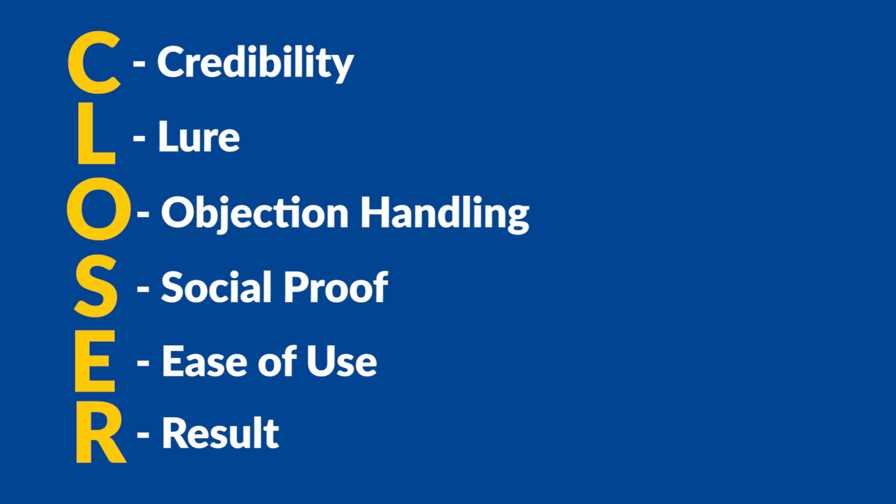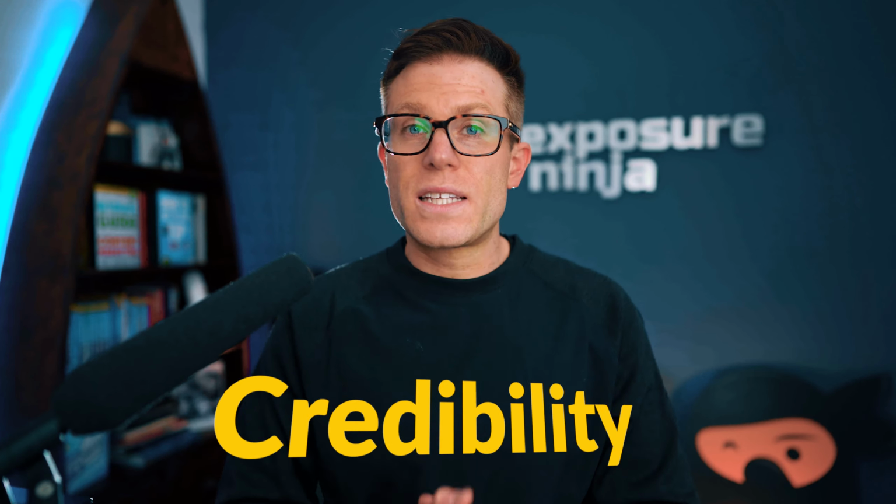S is how you demonstrate social proof. E is making sure that it's easy to do what you need to do on the page. And then R is making sure that there is some kind of result given by your call to action to get people closer to their ultimate goals. So let's look at each of these in turn and have a look at some landing pages which are doing exactly this. Now, the first step is credibility.